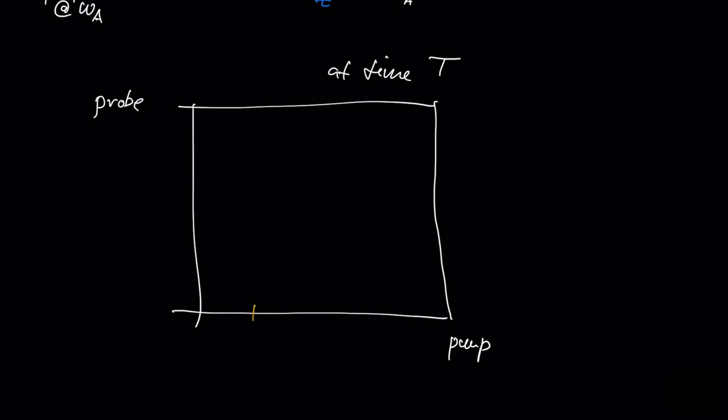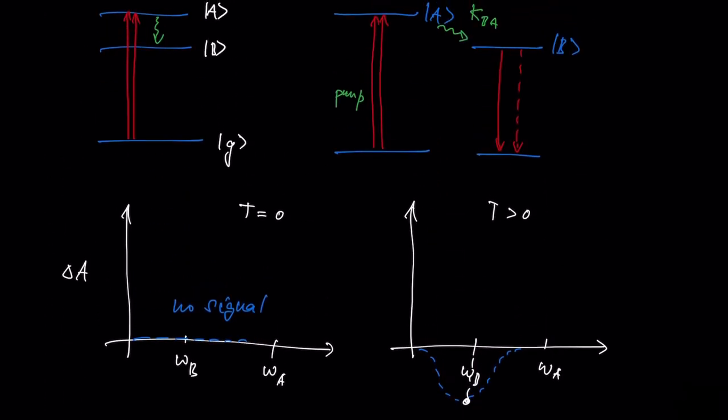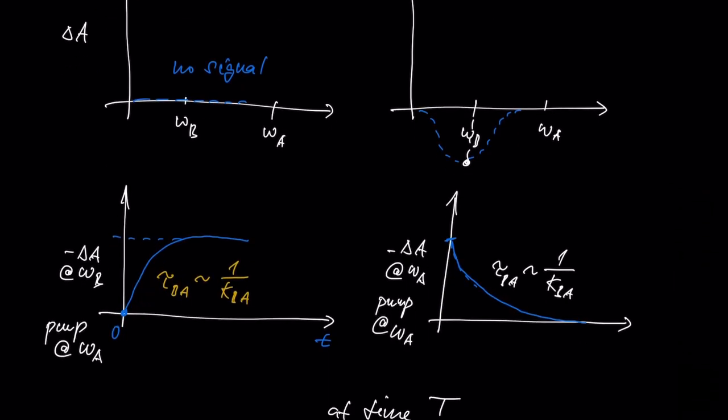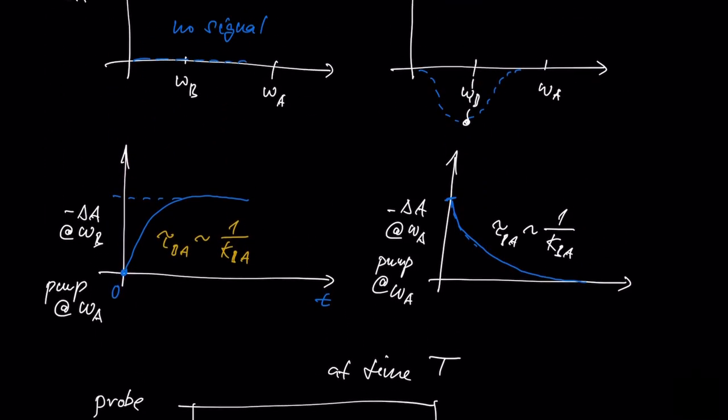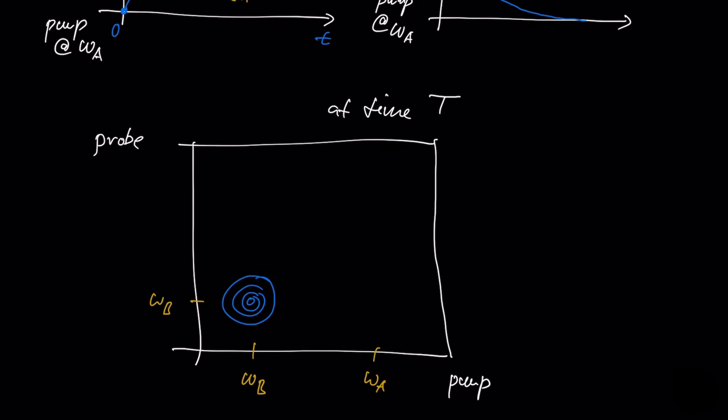For instance, at the frequency omega b and omega a, we would have always some signal. So if I, for instance, pump and probe at omega b, that's here, this would behave like a two-level system. So I'm going to get basically some value at all possible frequencies. I'm going to get some sort of a contour plot that might look like this. So both the pump around omega b will always get some signal that will be produced then as a stimulated emission at omega b. The same thing will happen at the omega a frequency.